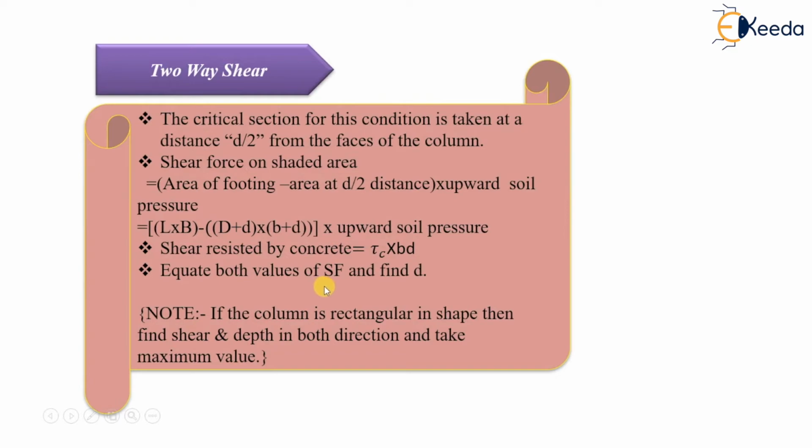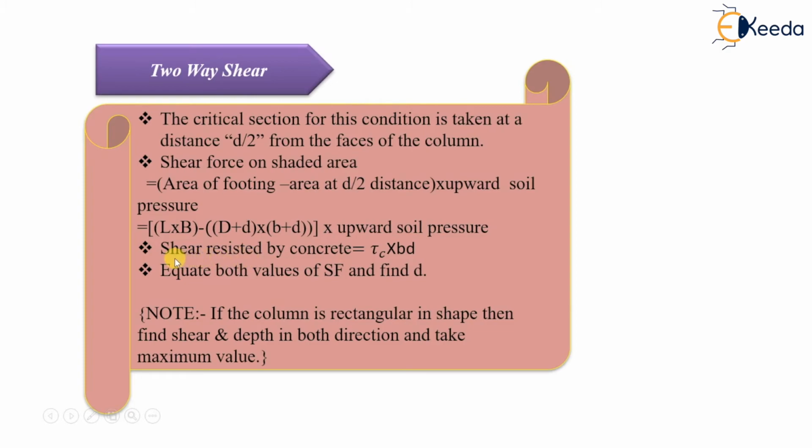Here I simplified the formula: capital L into capital B is the area of footing, minus capital D plus small d into b plus small d, which is the area at d by 2 distance. After multiplying it by the upward soil pressure, we can calculate the shear force on the shaded area. But remember that our small d, the effective depth, is unknown here. So again we will mark it as equation number 3 or something you like.